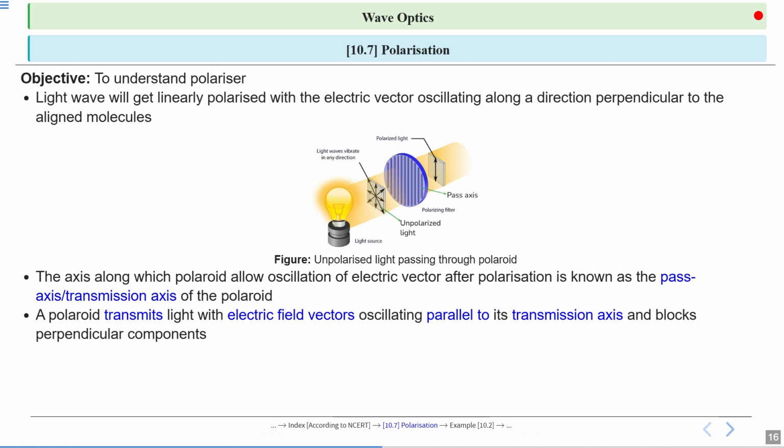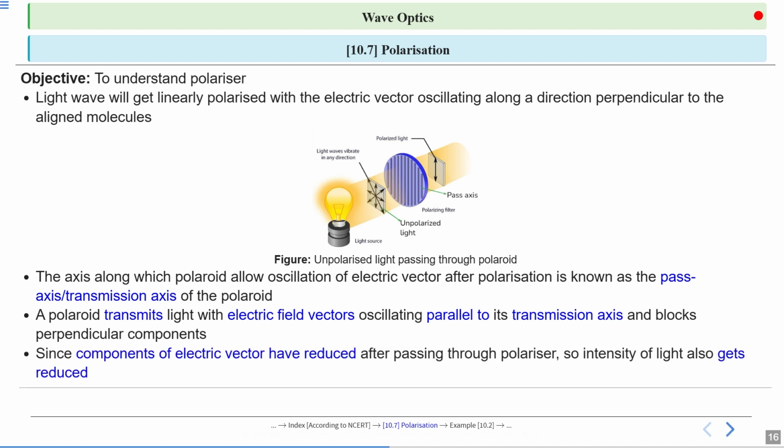So a Polaroid transmits light with electric field vectors oscillating parallel to its transmission axis while blocking the perpendicular components. This selective transmission is what gives Polaroids their unique ability to polarize light. Notice how the alignment of the transmission axis is key to this process.